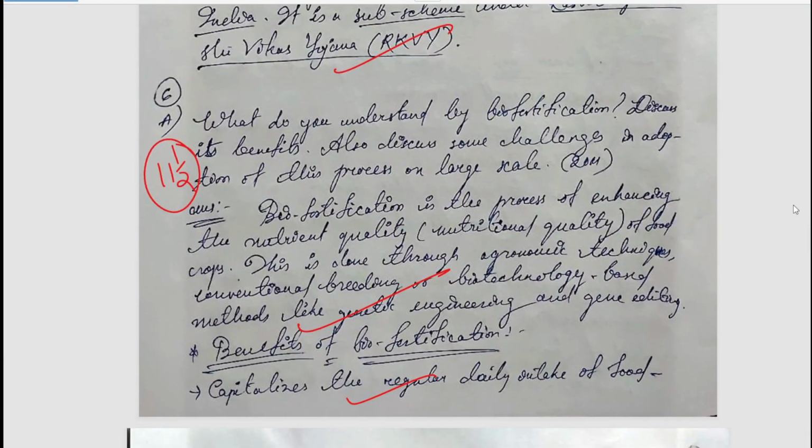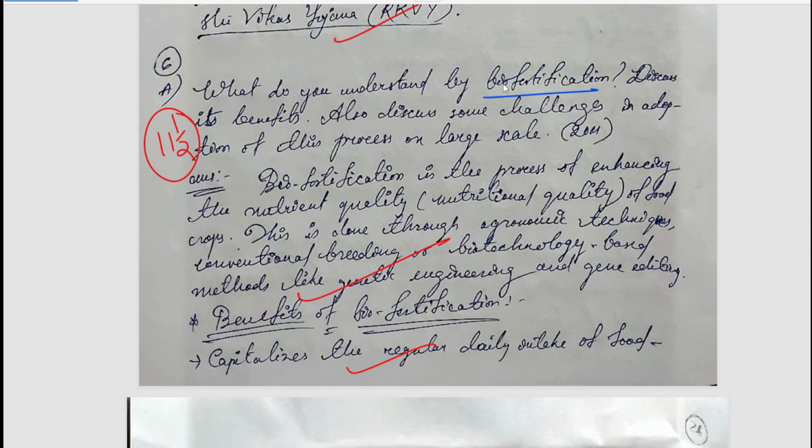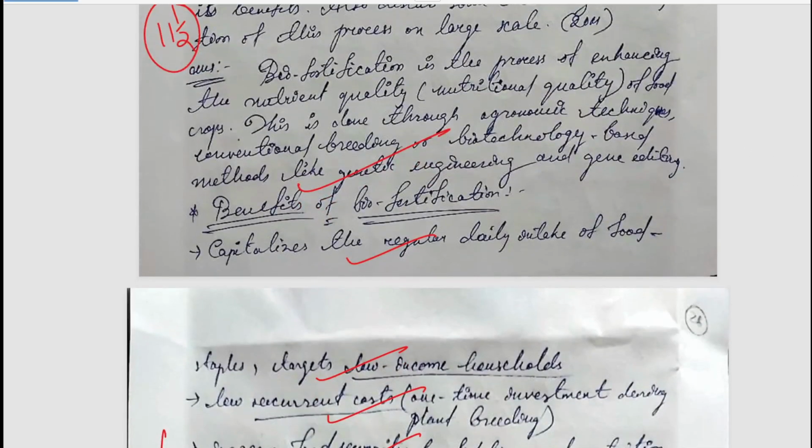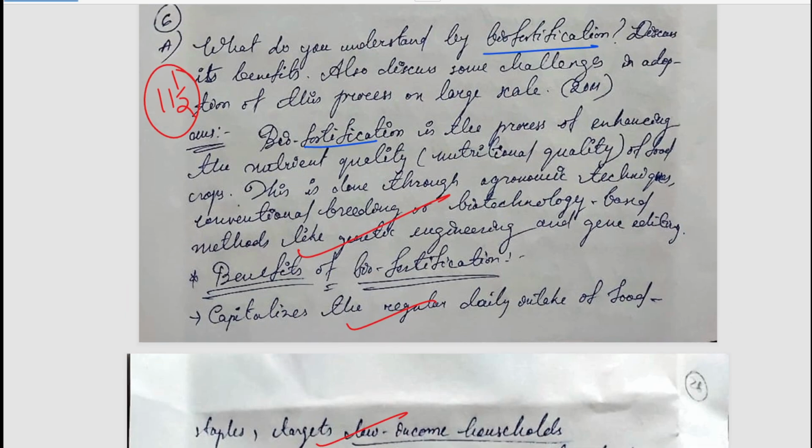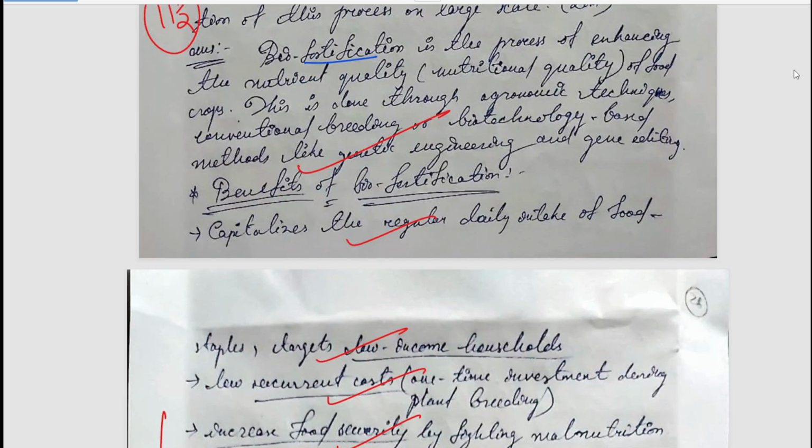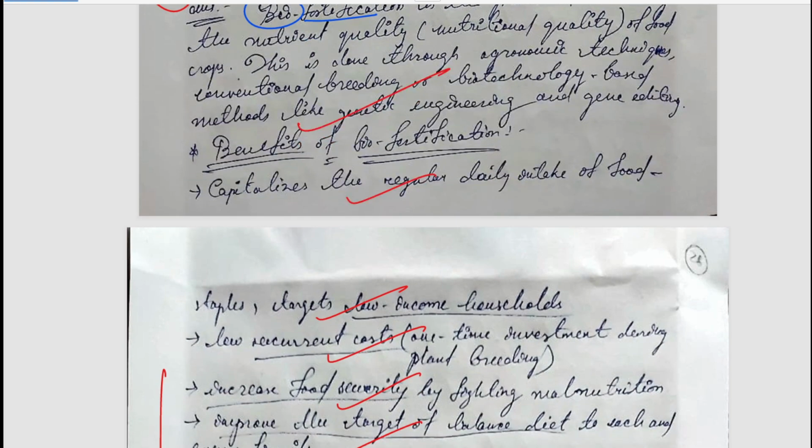Now let's move to the next question. The next question is what do you understand by biofertilizer, and discuss its benefits. Also discuss some challenges in adoption of this process on a large scale. So what biofertilizer is? Sorry, it is biofortification, not biofertilizer. I am very sorry. So what biofortification is, that is enhancing the nutrient quality, by using certain kinds of seed varieties or genetic varieties which are enhanced in nutrient quality and quantity as compared to normal or conventional varieties. So this is what biofortification is.